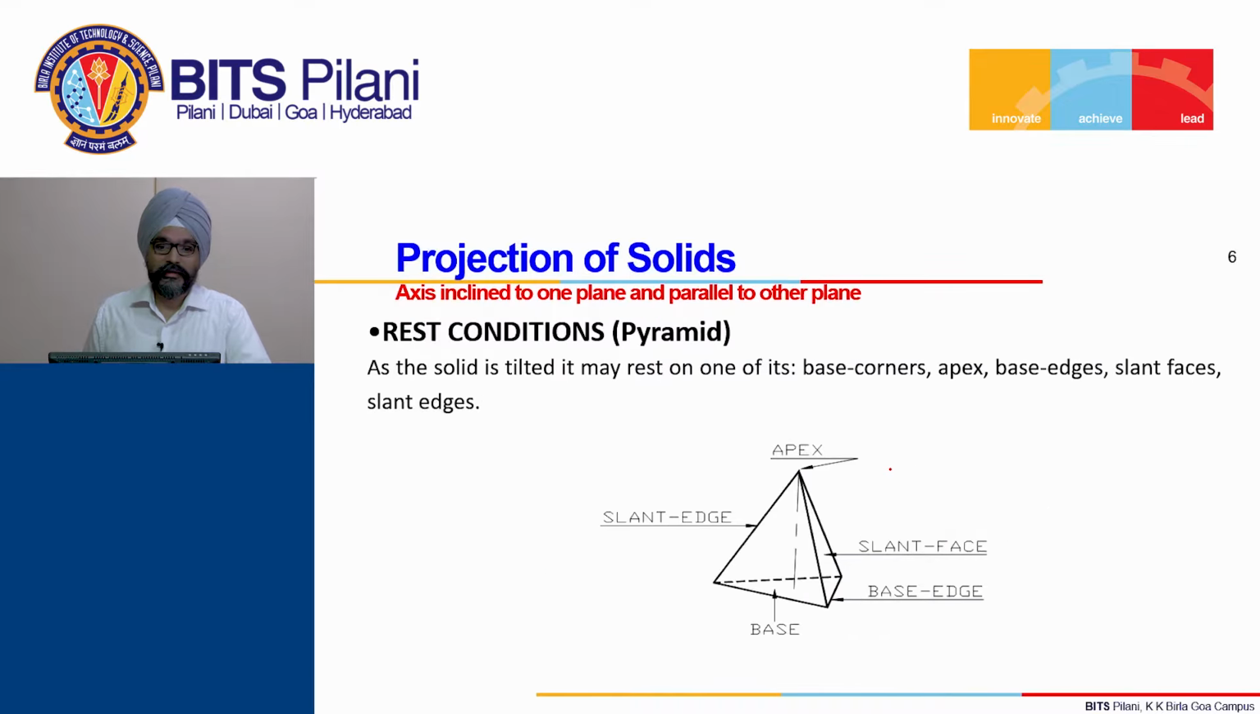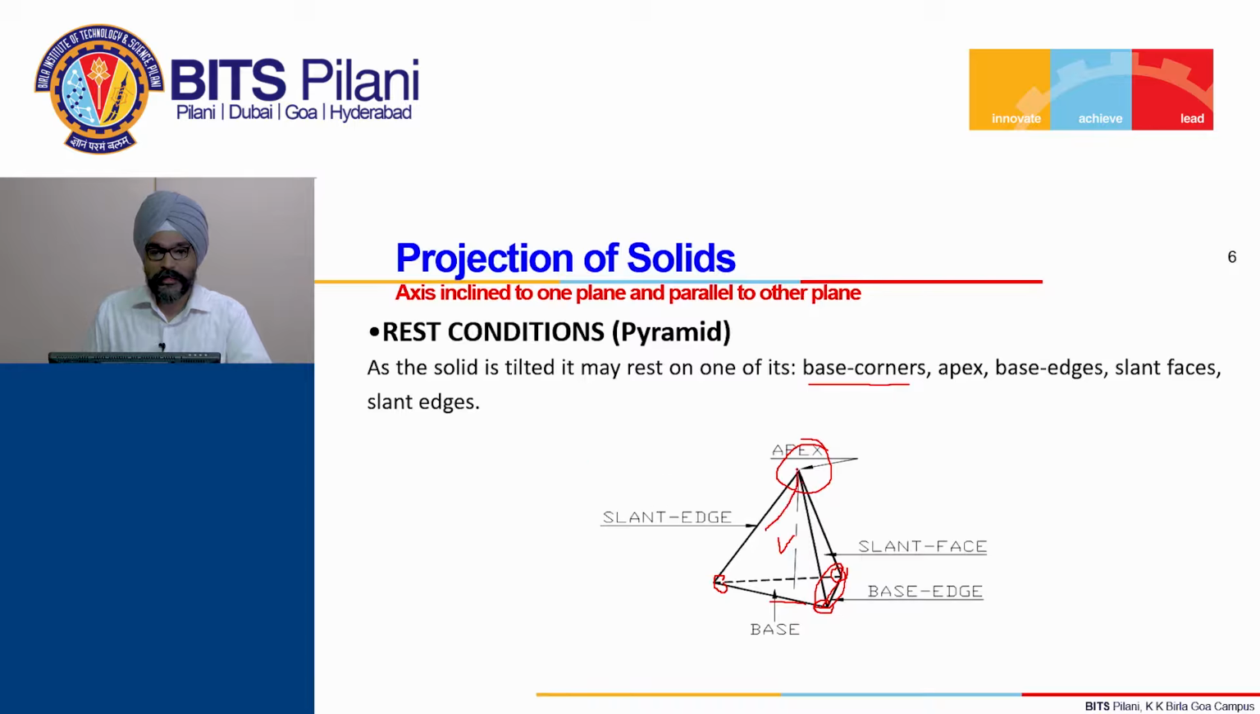Then for the case of a pyramid, the base corners remain the same. These are the base corners, and the apex means the top corner. It may be resting on base edges, so this is the base edge. Then we have the slant face here, and then the slant edge.